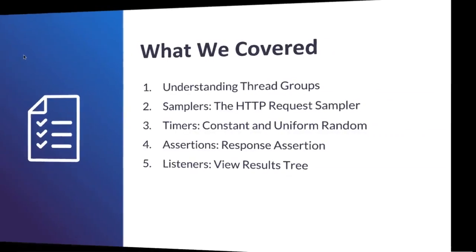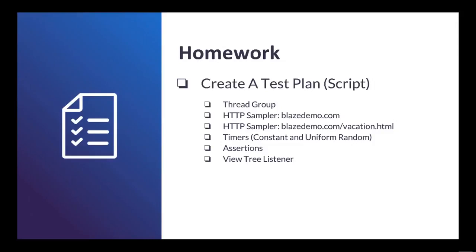So that wraps up what we're covering in this lesson. Here's your homework. You should do this before you move on to the next class. Just create a new test plan or script. Make sure you have a thread group, obviously, and then within that thread group, put 2 HTTP samplers, one going to blazedemo.com, one going to blazedemo.com/vacation.html. Then add timers. Why don't you do a constant timer on one of those and a uniform random timer on the second one. And then assertions. Do a response assertion for each of those, making sure that some piece of text that comes back on that page is there. Of course, add a view results tree listener and run your test.